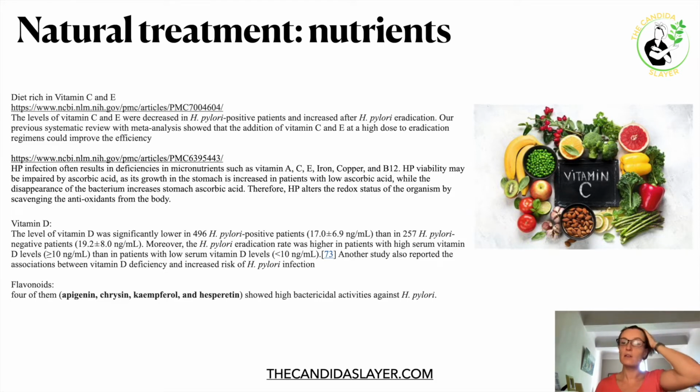So the number one thing that you can do, first of all, is to have a good diet. What is a good diet? In my opinion, the best diet is a Weston A. Price type of diet. I have many videos on my YouTube channel where I talk about this diet, so please watch these videos for more information. But in the studies that I read, they talk about several nutrients in particular that can help to rebalance your stomach microbiome. It will be a diet rich in vitamins C, E, D, in flavonoids, but also in vitamin A, iron, copper, and B12.